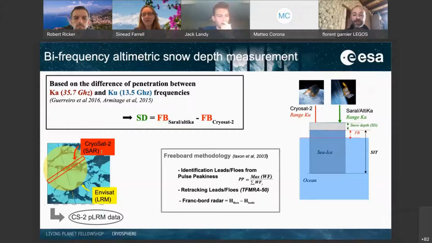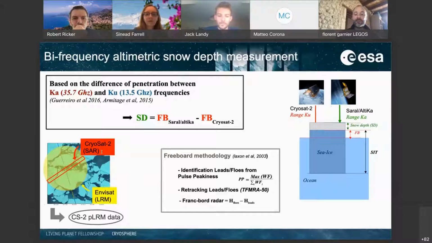The bifrequency altimetric snow depth measurement is based on the difference of penetration between the Ka frequency, which is supposed to be reflected on the top of the snowpack, and the Ku frequency, which is supposed to be reflected at the snow and ice interface. Then the snow depth is simply the difference between the total freeboard of SARAL and the ice freeboard of CryoSat-2. These two freeboards are calculated from the same methodology based on pulse thickness classification and the TFMRA50 retracking.